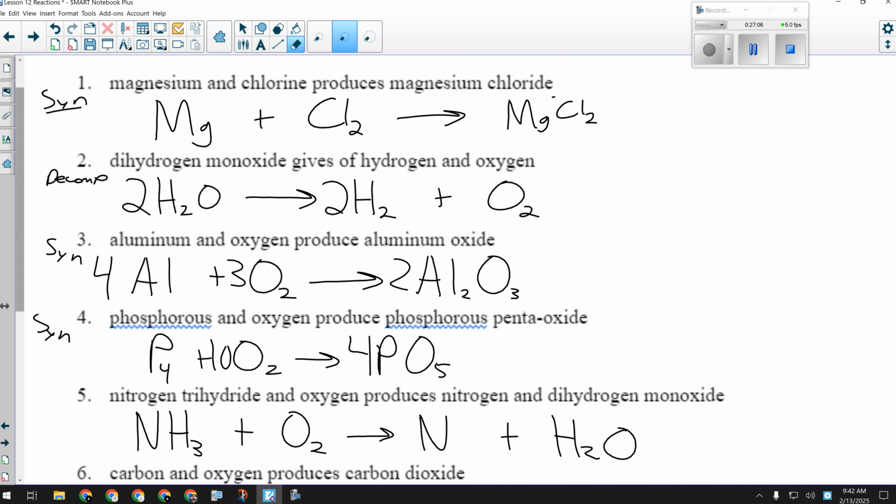Right, I need a 2 where? On the nitrogen, right? Nitrogen is special. Okay, now this one here is tough to classify.